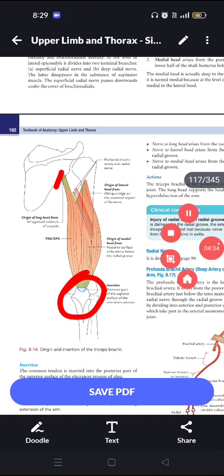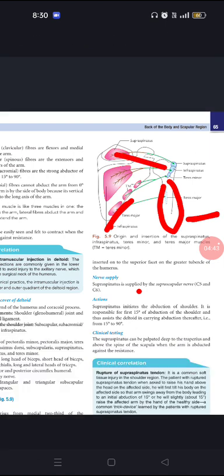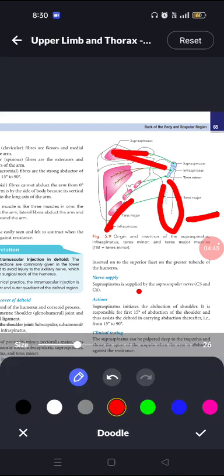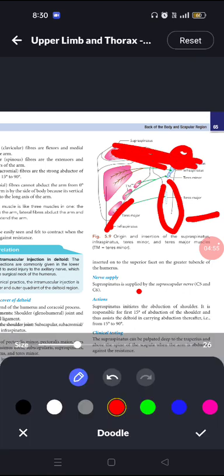Now to abduction. Okay, so the supraspinatus muscle originates from the medial two-thirds of the supraspinous fossa of the scapula. It means over here the supraspinatus muscle originates, and it is inserted over the upper impression of the greater tubercle of the humerus. So it's like this: the supraspinatus muscle's origin and insertion, and it helps in abduction of the shoulder.